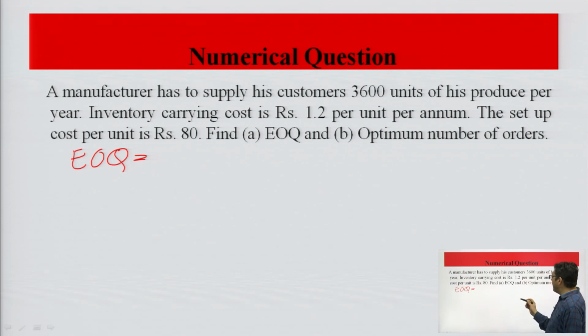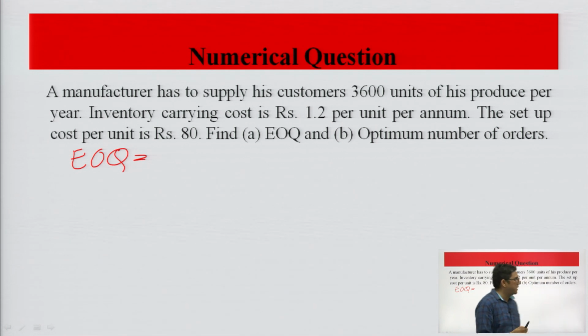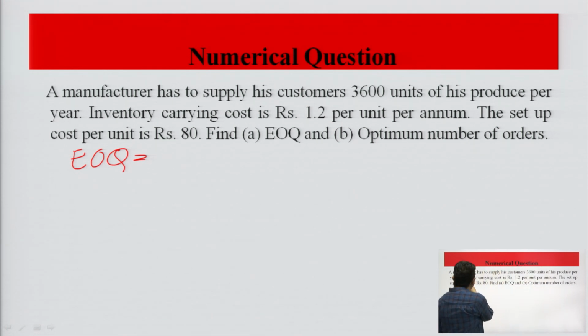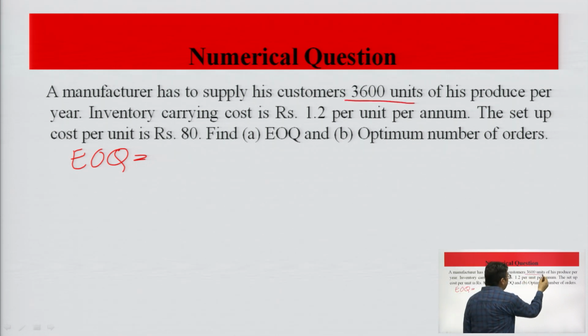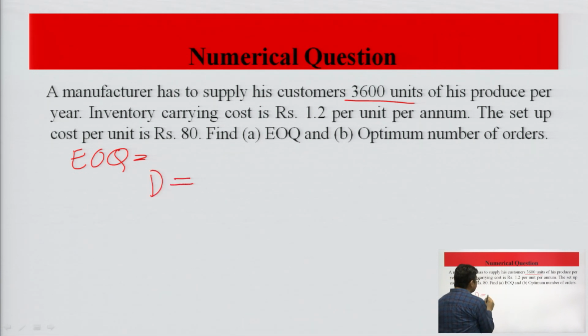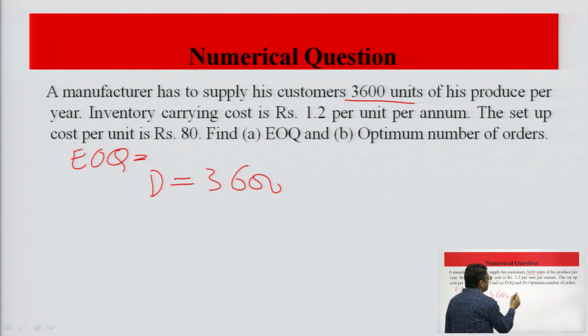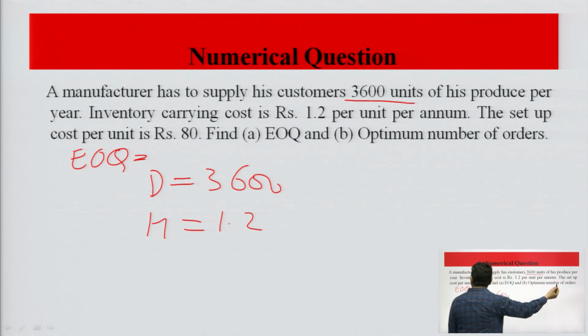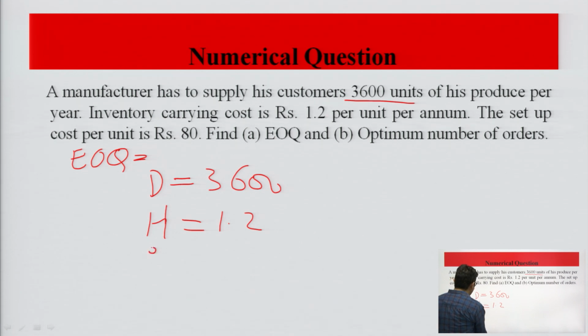Now, we have to calculate two things here. Just see the question. A manufacturer has to supply his customer 3600 units of his produce per year. So, D is 3600 units per year. Inventory carrying cost or holding cost is the same, it is 1.2 per unit per annum, and setup cost or ordering cost is the same, it is 80.